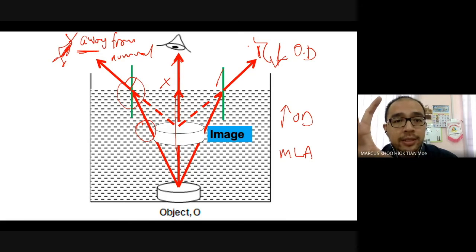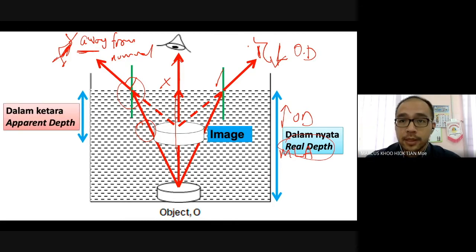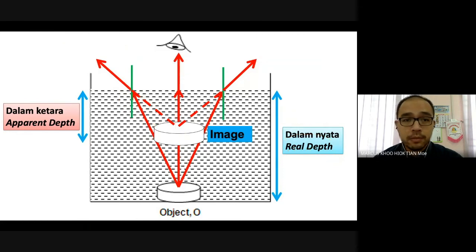The depth, the kedalaman from the object to the surface, is what we call real depth. This is the real depth. The distance from the image, what we see, to the surface of the water is the apparent depth. This is actually what we are seeing. I'm going to give you some time to copy this, and then mark and label the real depth as big H. Real depth is big H, apparent depth is small h.